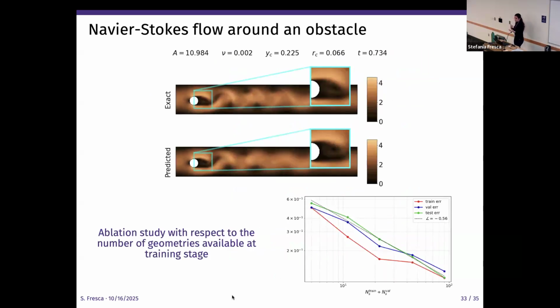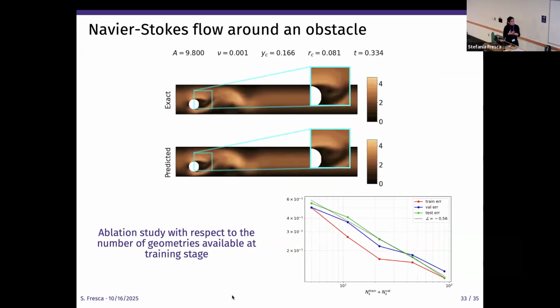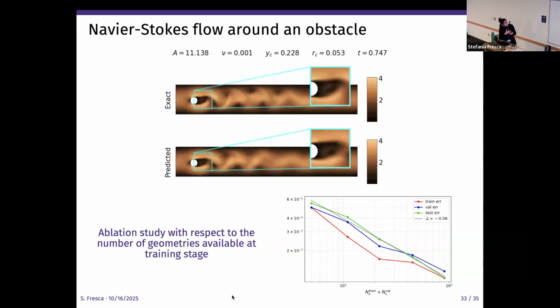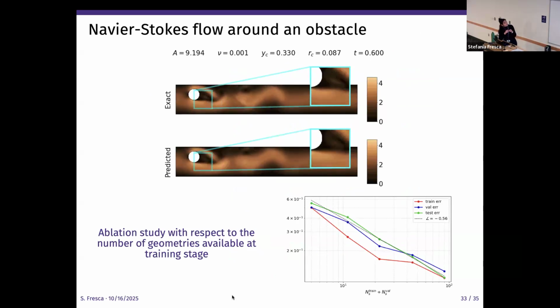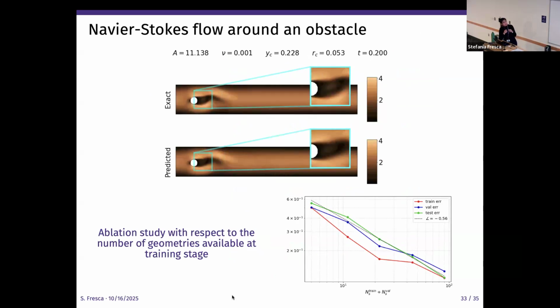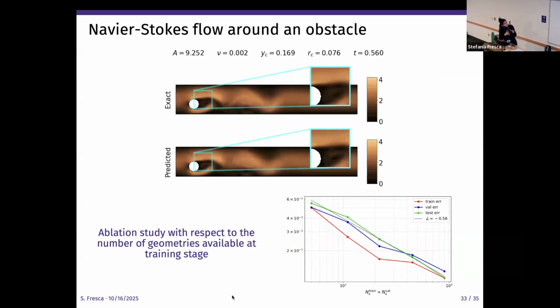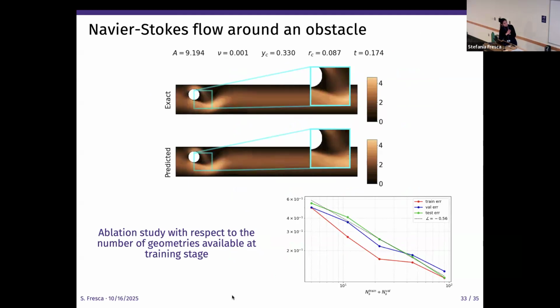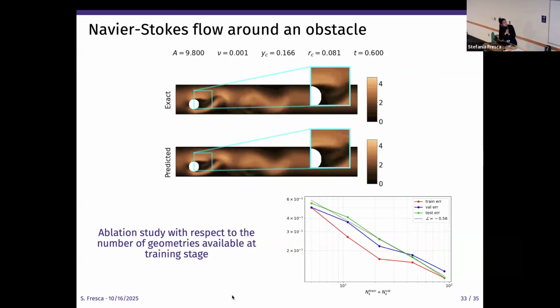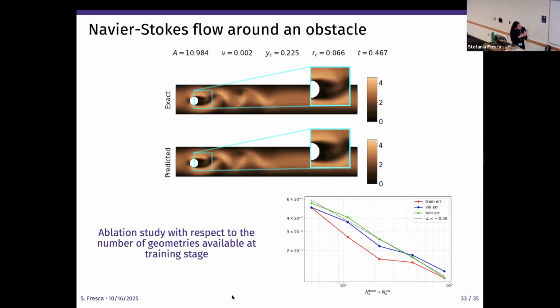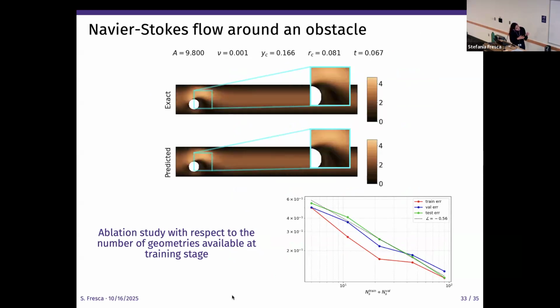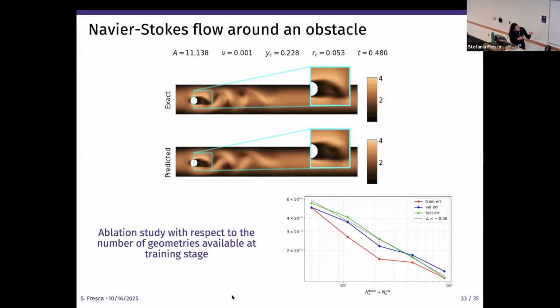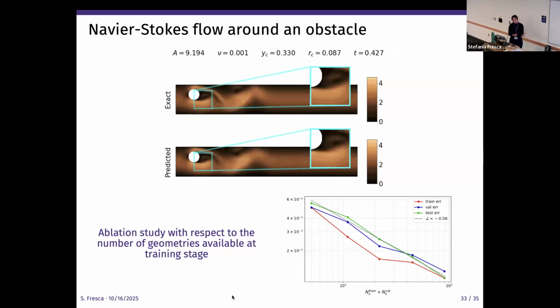Then Navier-Stokes, or the flow around an obstacle test case. We have two geometrical parameters: one is the y coordinate of the center of the obstacle, and then the radius, plus two physical parameters, the maximum amplitude of the inlet profile and the viscosity coefficient. And here, CGA-DL-ROM is able again to capture the small-scale effects in the obstacle's wake, which is the area in which the geometrical parametrization is strongest.